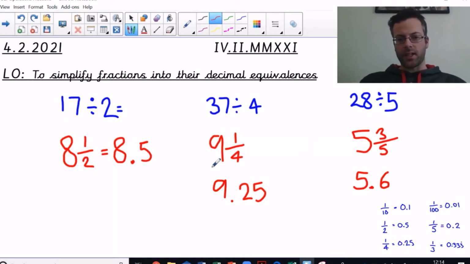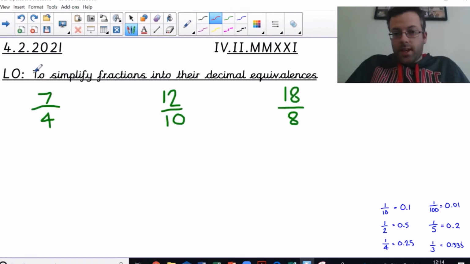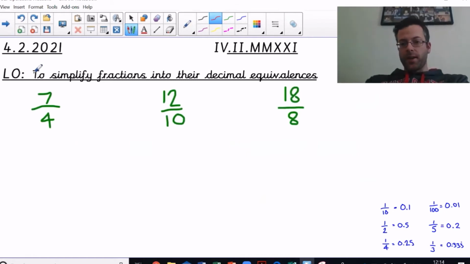Okay, they're the first kind of questions you get on Ready, Steady or Go. These are like Ready, that's kind of a steady one. This is more of a Go one. Then you might get asked some questions like this, where you're asked to simplify these fractions into decimal numbers. So the first thing I want you to do is make them mixed numbers.